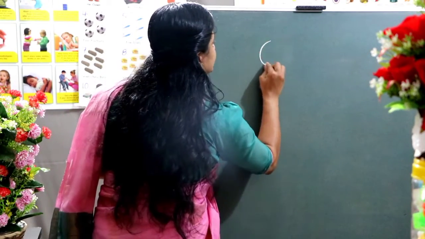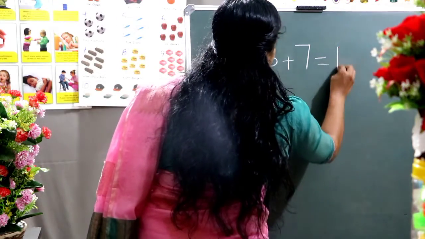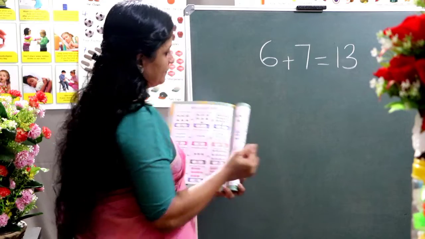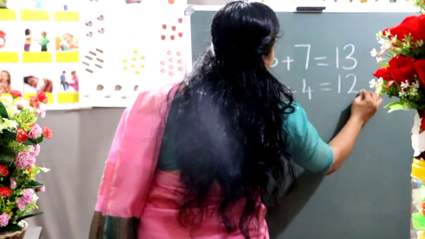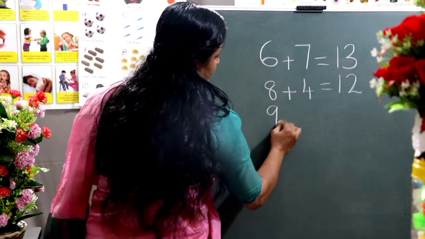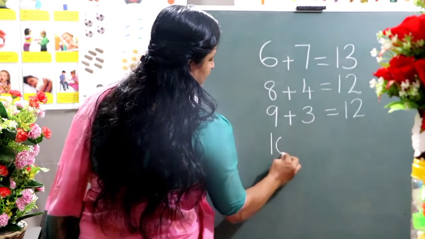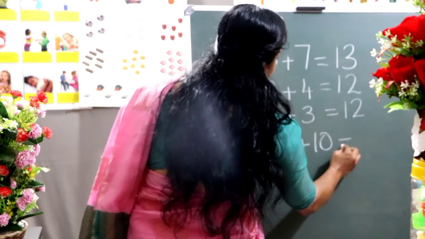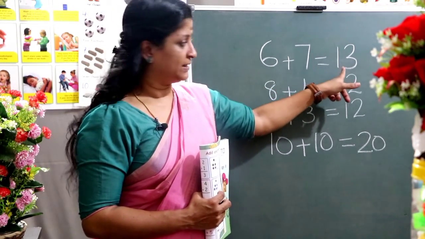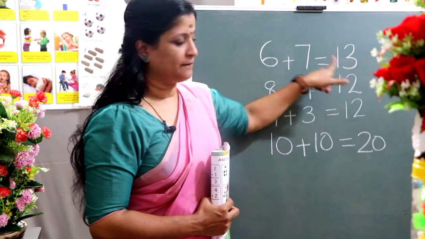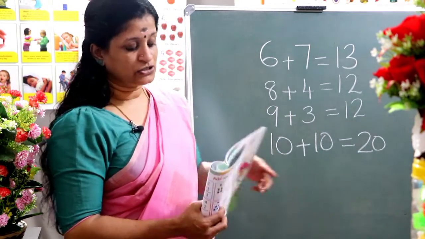Okay. 6 plus 7 equals 13. 8 plus 4 equals 12. 9 plus 3 equals 12. 10 plus 10 equals 20. Okay, 6 plus 7, 13 triangles. 8 plus 4, 12. 9 plus 3, 12. 10 plus 10, 20.